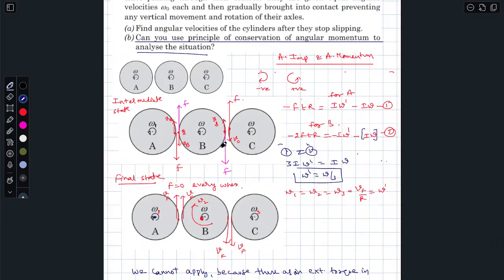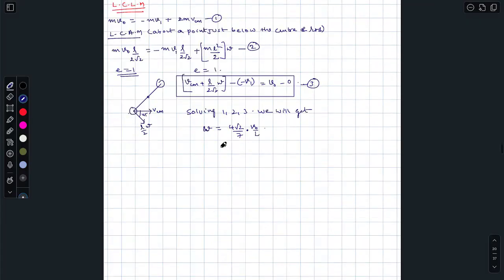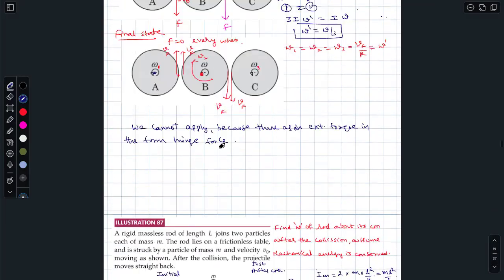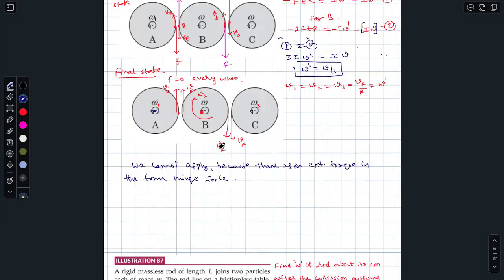Now tell me, do you have any doubts in this? One minute, wait. The axis passes through this hinge. But what about this hinge? About this point, this hinge force will contribute torque. Right.